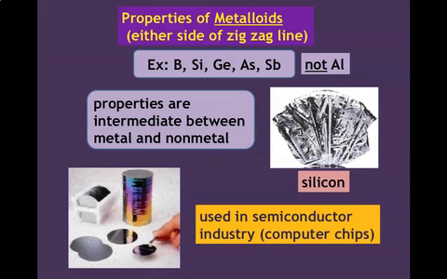They are used as semiconductors in industry. Silicon is used in computer chips. So we said metals are conductors, nonmetals are not. These are semiconductors.